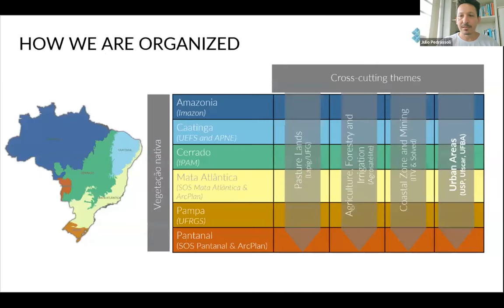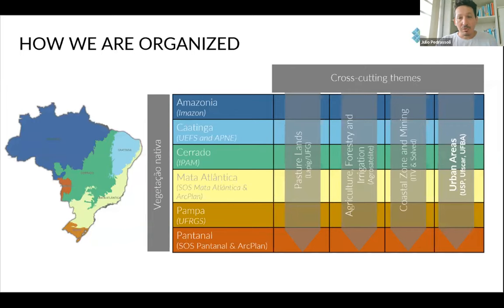So the production of data by Map Biomas Brazil is divided into biomes, right? We have six big biomes: Amazon, Caatinga, Cerrado, Atlantic Rainforest, Pampa, and Pantanal in the south part of Brazil, where each one has a specialized team working on it. And besides, we have four other cross-cutting teams, which include the mapping of pasture lands, agriculture and irrigation, coastal zone, mining, and of course, urban areas, the one I am coordinating here, and the results I'm going to show you.